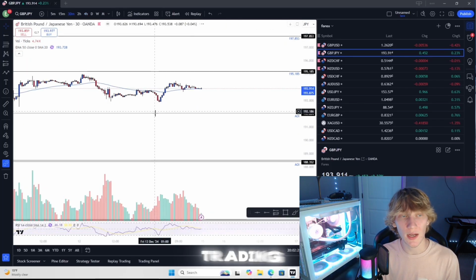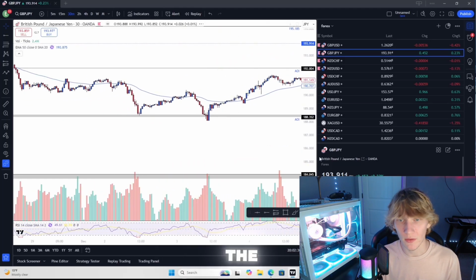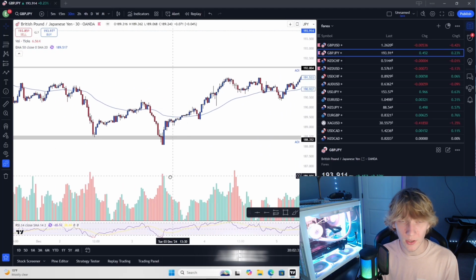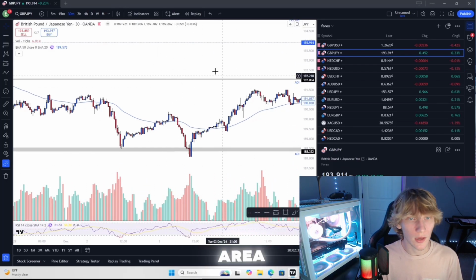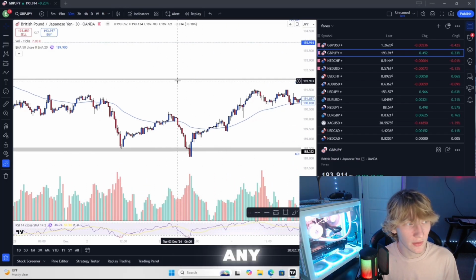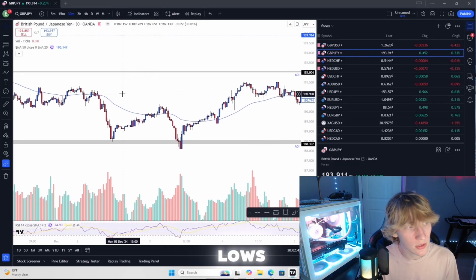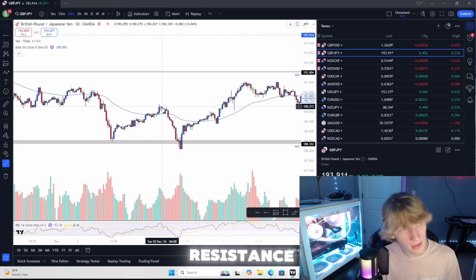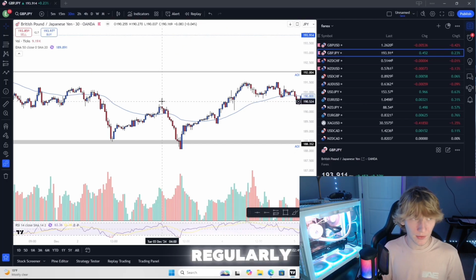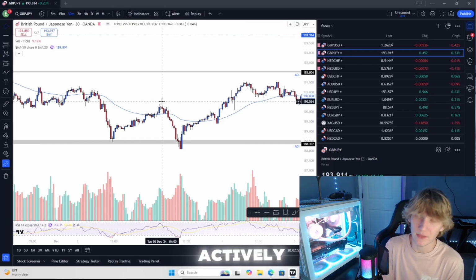So when you're trading on the 30-minute, you want to be targeting the 30-minute confluences, or the 30-minute resistance or support areas, or highs or lows. If there's no area of interest or support and resistance anywhere close, then you have to find highs or lows of that 30-minute, or support or resistance of that 30-minute, which is what I regularly look for, since I also actively trade that.